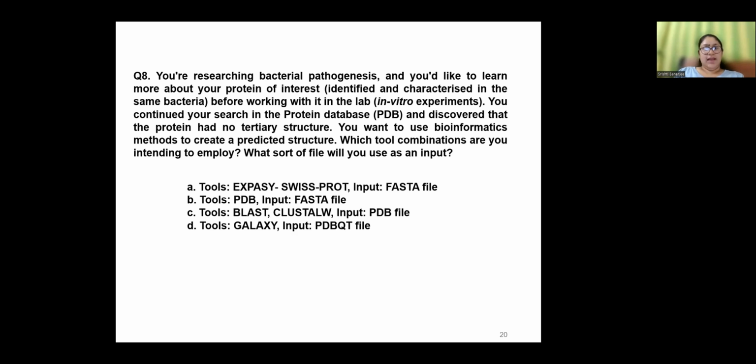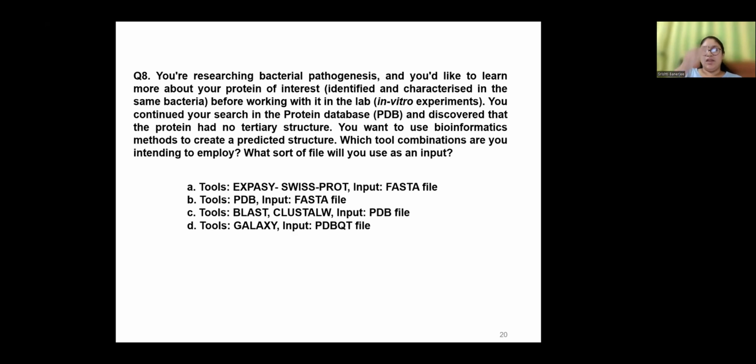Okay. Any guesses for it? We'll be performing one example. So, any idea? Are you aware of these tools? SPC, PDB, Blast, Cluster W, Galaxy, FASTA files? Ma'am, I am aware of protein data bank only.